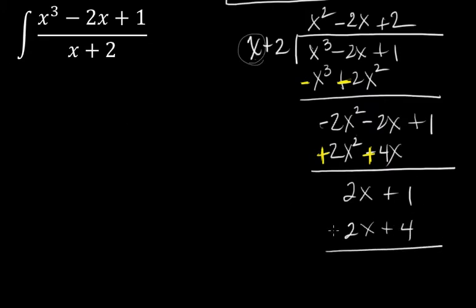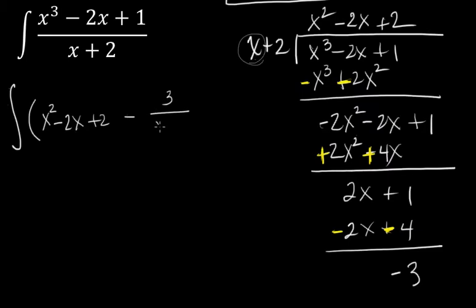Changing the sign, minus plus 4 changes to minus 4. Adding them together, I get negative 3. So now we're done, and this problem becomes the integral of, well, the quotient is x squared minus 2x plus 2, minus 3 over x plus 2.